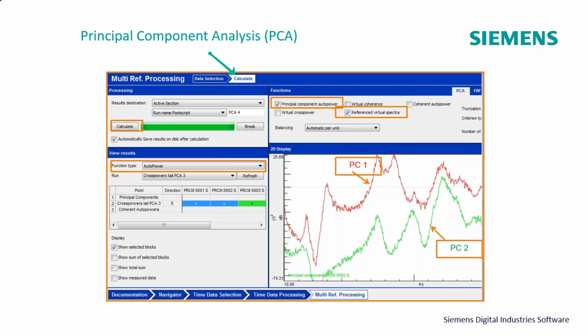And I would suggest turning on principal component auto power to check to see how many principal components you have and how many are dominant. And then I would also turn on referenced virtual spectra. Referenced virtual spectra is the data that's going to be used in matrix inversion for TPA. So that is a requirement, you minimally need the referenced virtual spectra turned on. Principal component auto power we'll talk about. I'll also talk about, when I show the demo, virtual coherence, coherent auto power, as well as virtual cross power.